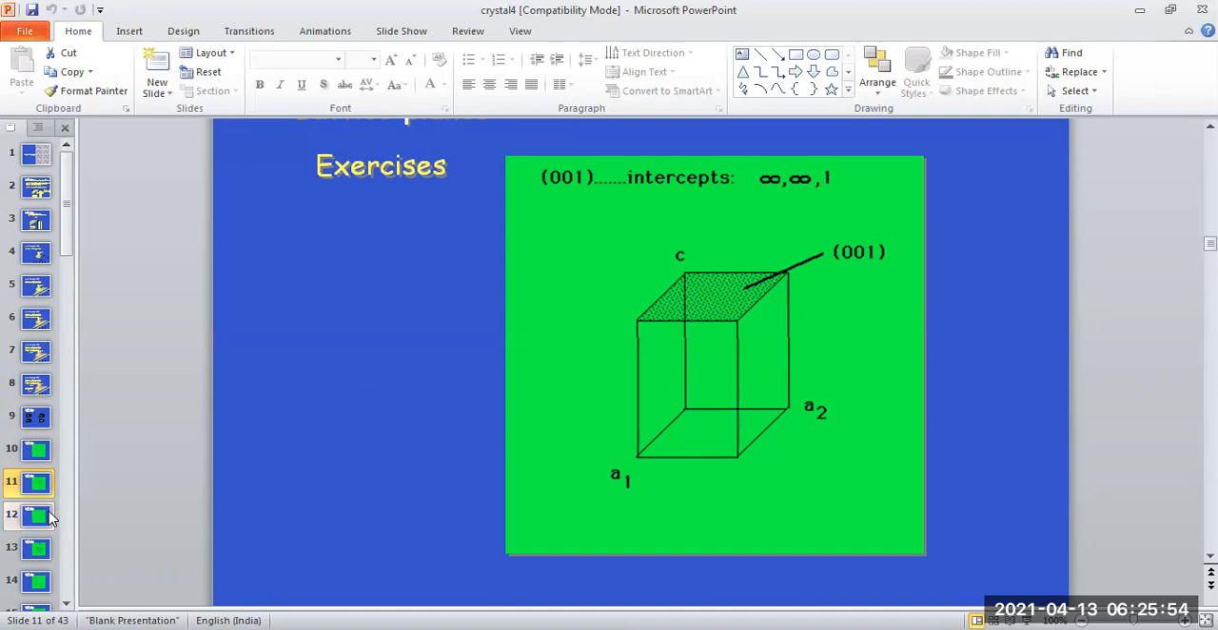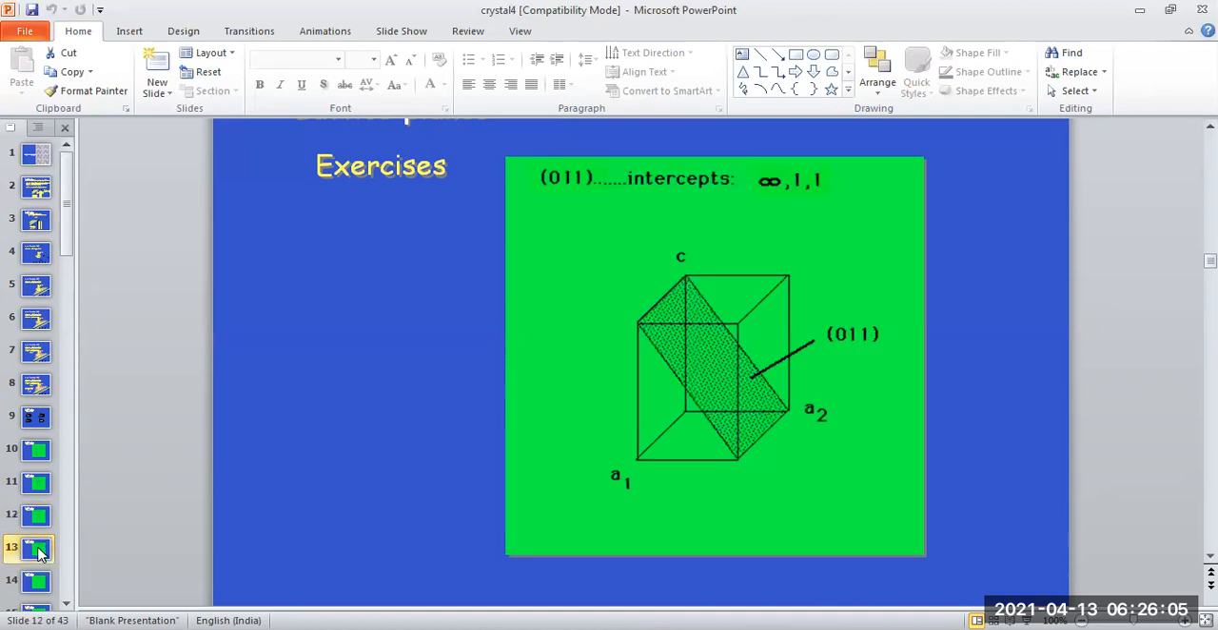No problem if you have not understood. I will explain in detail how I got 0 0 1. Now this is the representation of 0 1 1. You can see this is infinity 1 1.